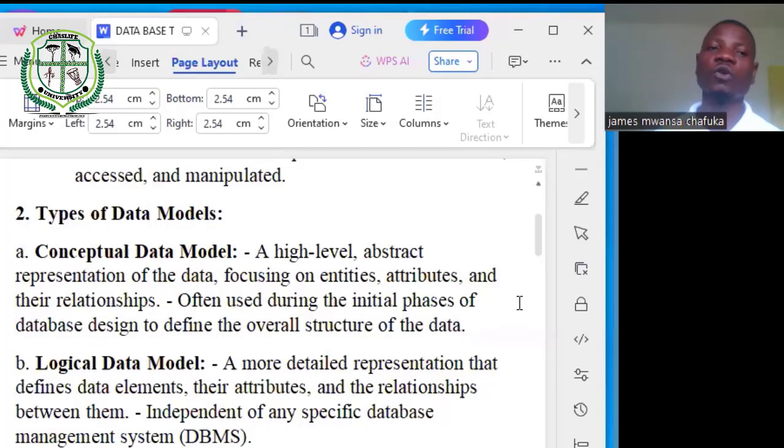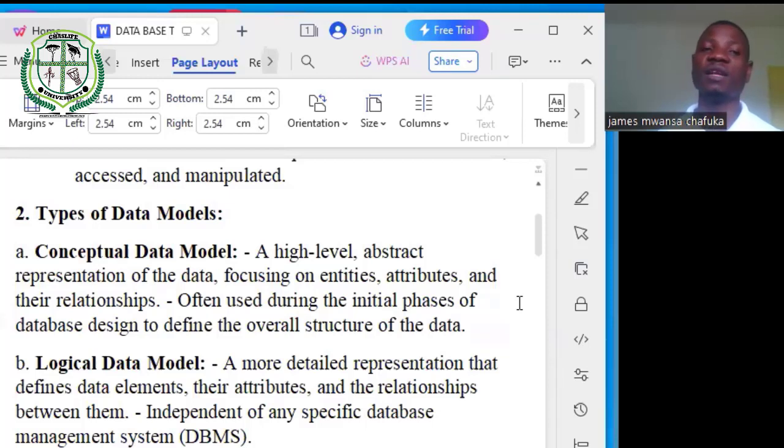So the conceptual data model is a high-level abstract representation of the data, focusing on entities, attributes, and their relationships. It is mostly used during the initial phase, at the beginning of database design, to define the overall structure of the data. Like I've said, the abstract can be something that you cannot see, but it is very much important to the operation of the database. So the first thing in the database is the conceptual data model, which defines the overall structure of the data.